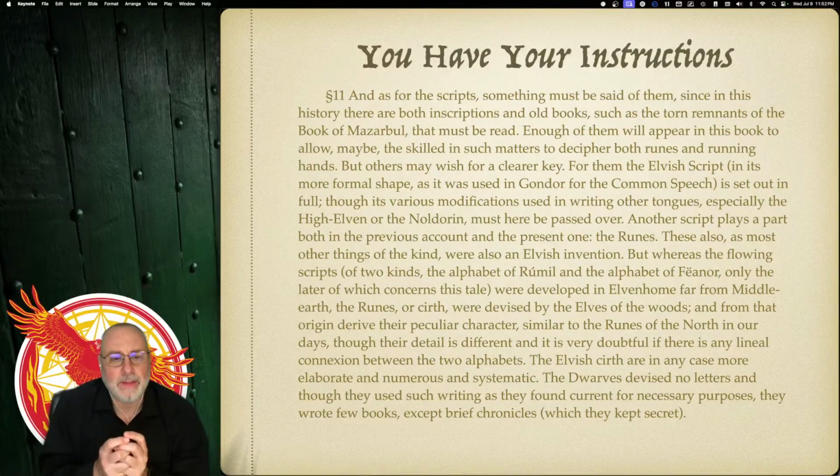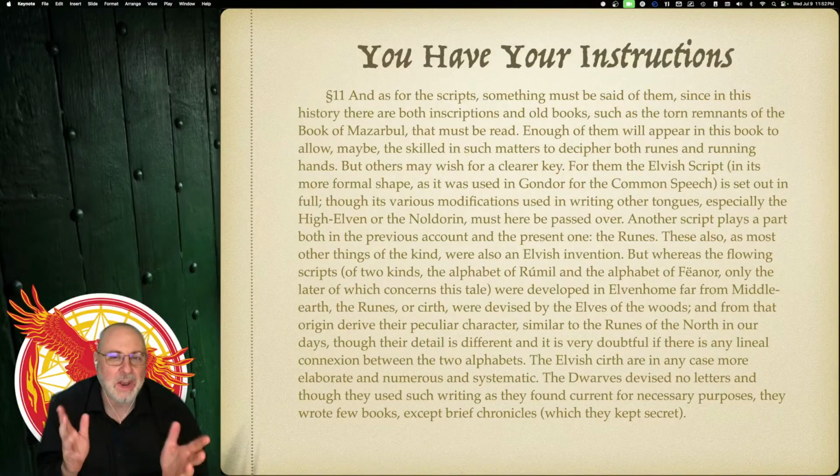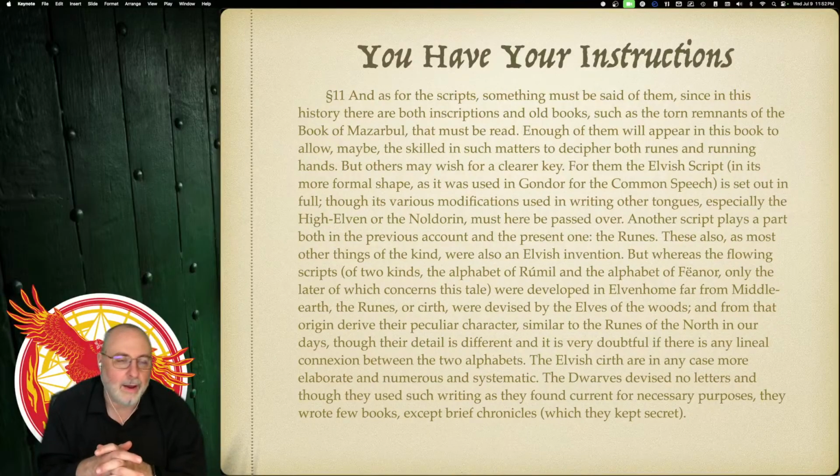Enough of them will appear in this book to allow, maybe, the skilled in such matters to decipher both runes and running hands. That is, script. But others may wish for a clearer key. For them, the Elvish script, in its more formal shape as it was used in Gondor for the common speech, is set out in full, though its various modifications used in writing other tongues, especially the High Elven or the Noldorin, must be passed over. I'm not going to tell you how to do Sindarin mode and Quenya mode and all that stuff.